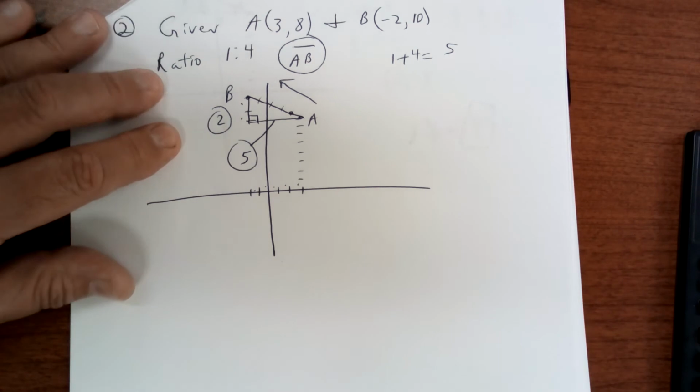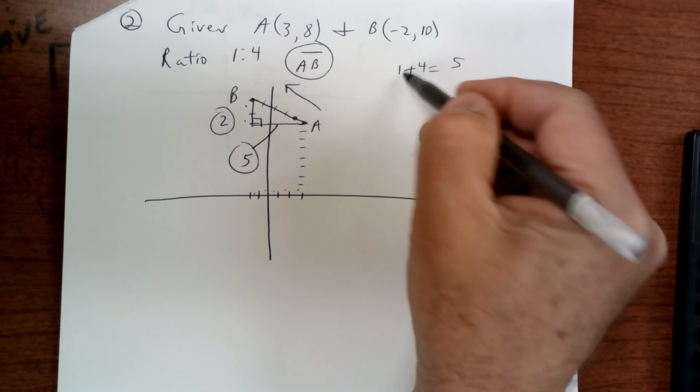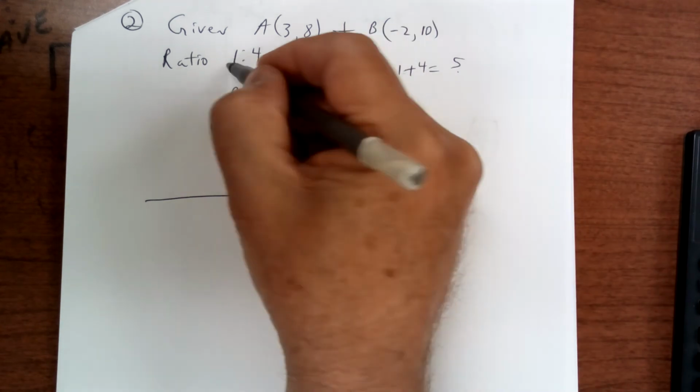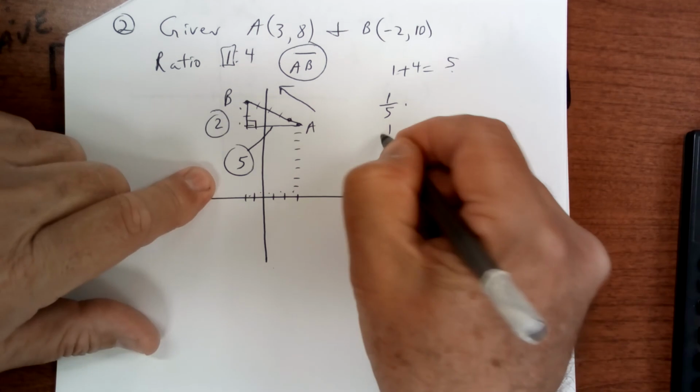All right, but we need to find it. So you're going to go ahead and add those up, like I said, and then you're going to take the first one, which is 1, and put 1 over 5. And you're going to multiply 1 over 5 times both of these.